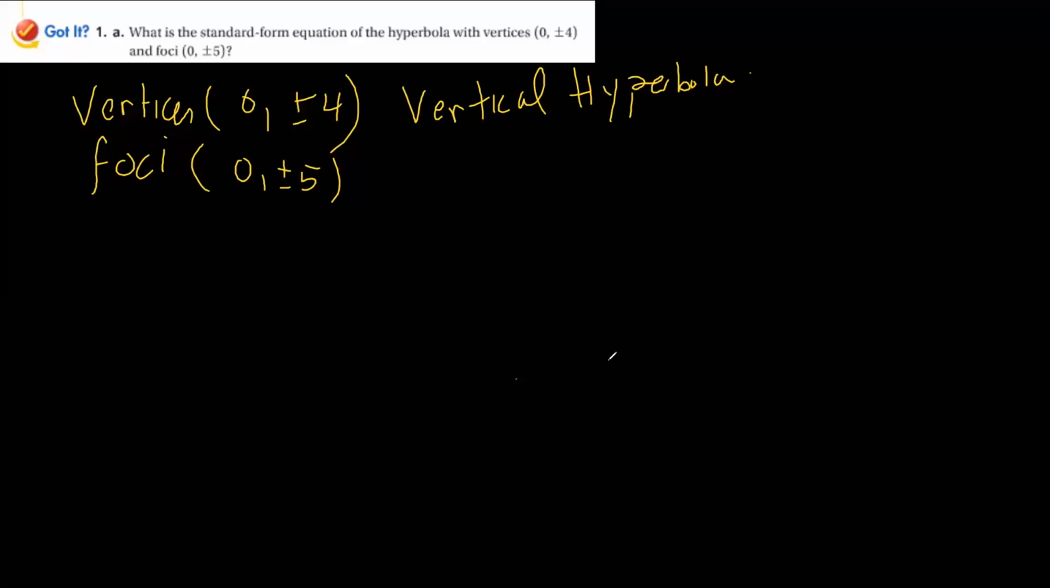Now, here the vertices are (0, ±4). The foci are (0, ±5). And so because of that, it is a vertical hyperbola. Now, what is the standard form equation of the vertical hyperbola?